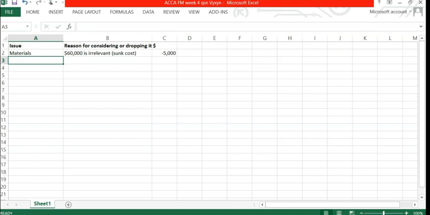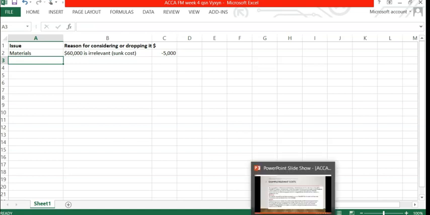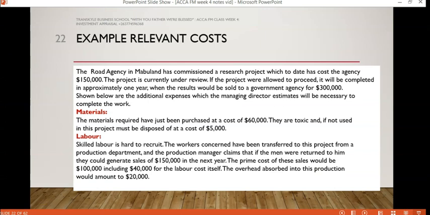Better. Then we move on to the next item. All right, let's talk of the labor. Skilled labor is hard to recruit.